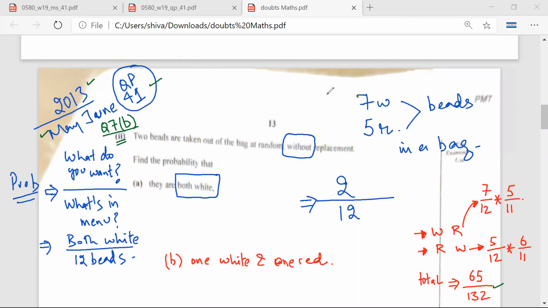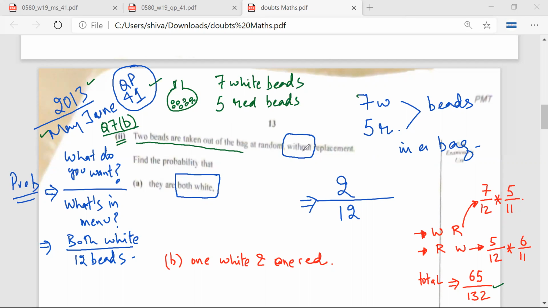We have seven white beads, and we have five red beads, and they are in a container. So they might be in a container like this. Let us assume that this container has these 12 beads. They are in a bag or a container or whatever you want to say. So the first part is two beads are taken out of the bag at random without replacement. Find the probability that both are white.